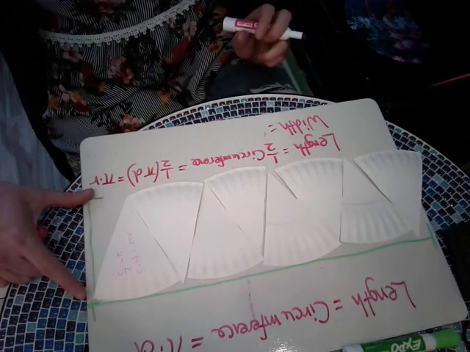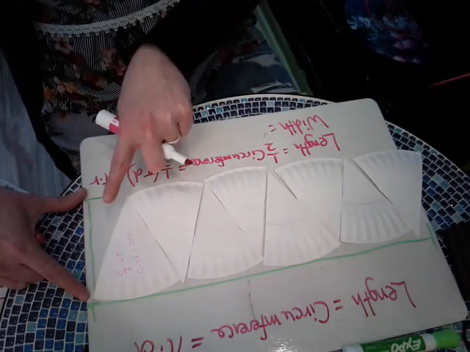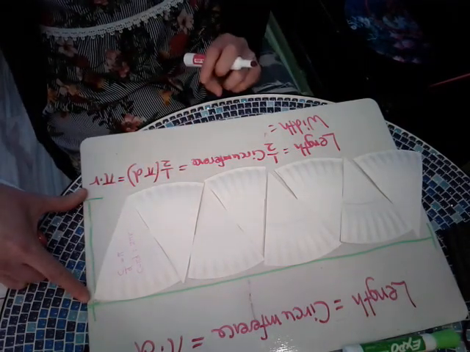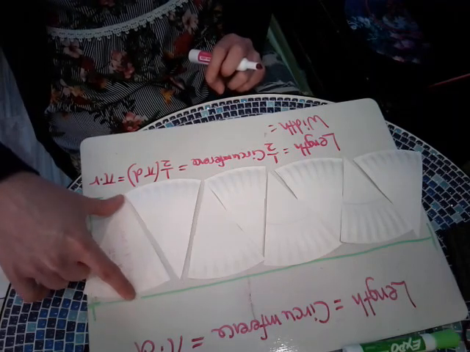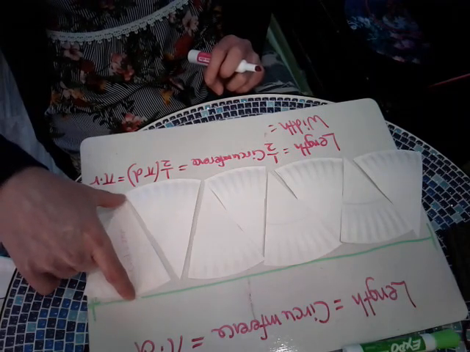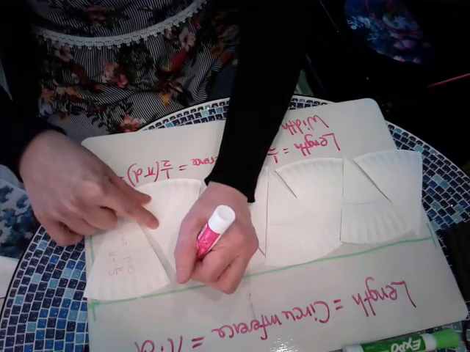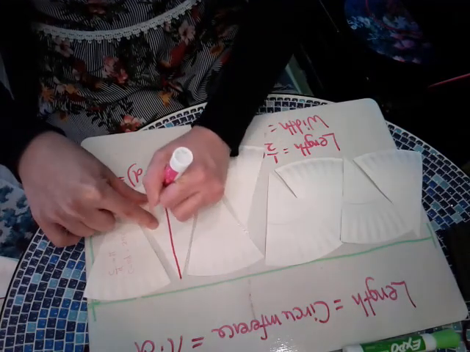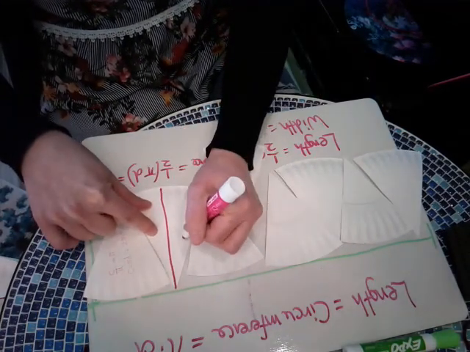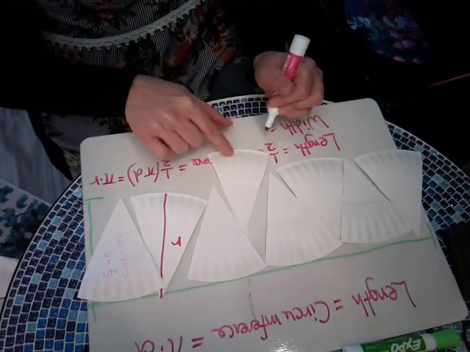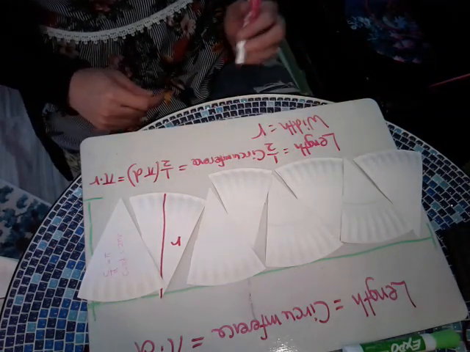Now the width is this distance right here. See it right here? This distance between my fingers. Well, that's how tall one of these slices of pizza is. And how tall is that? Well, that's the distance from the middle to the outside edge, which is called the radius. So the width is r.